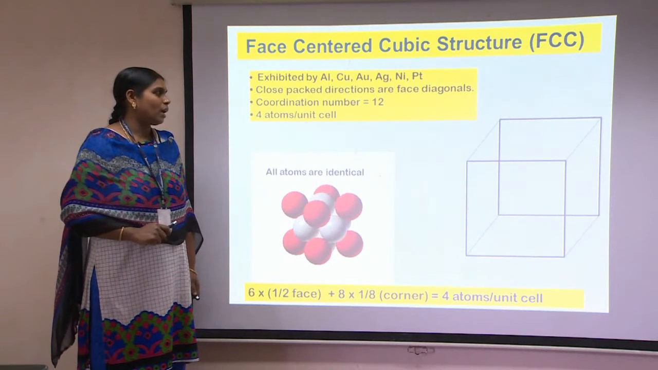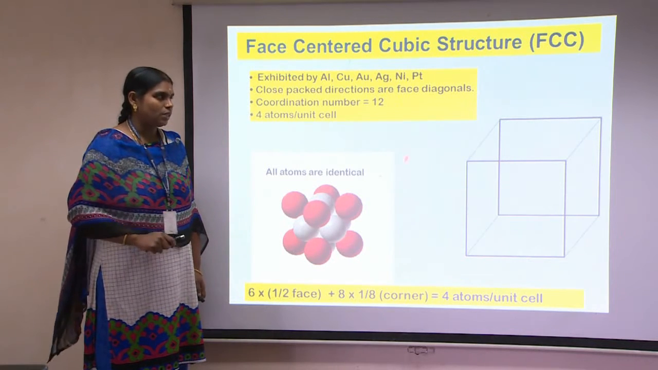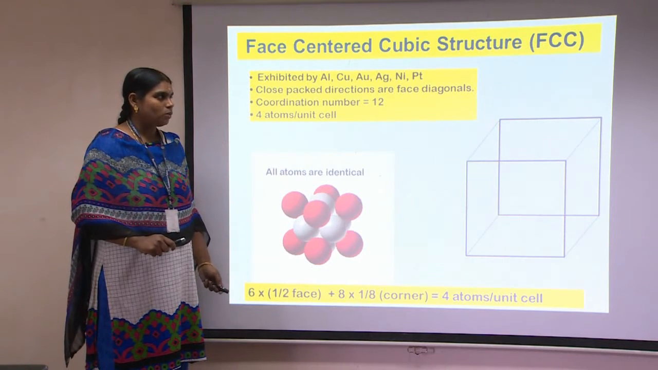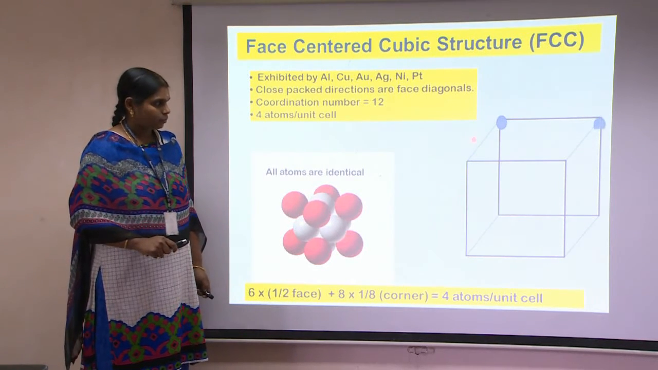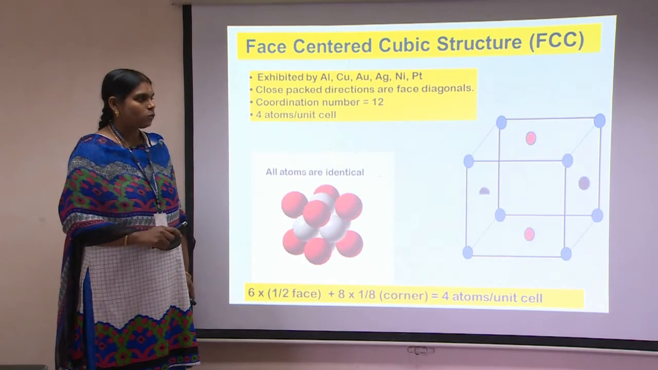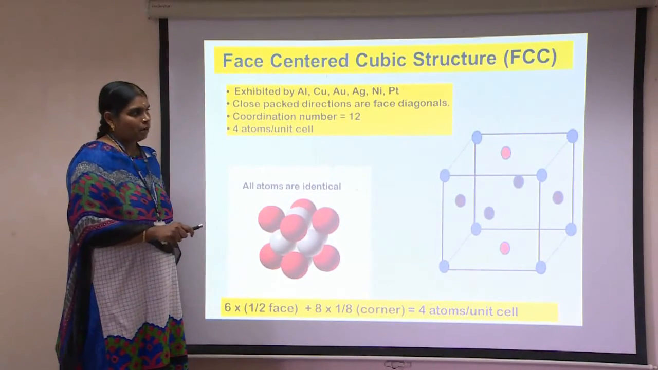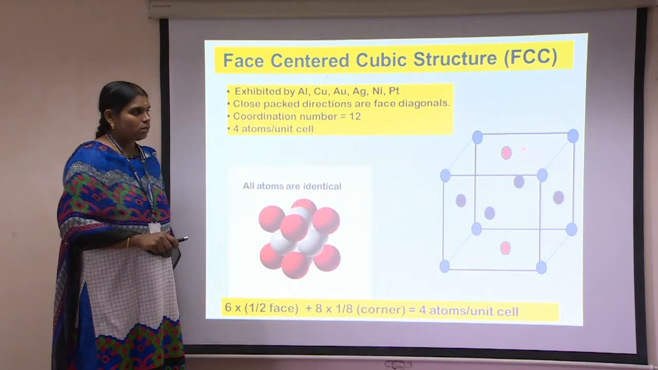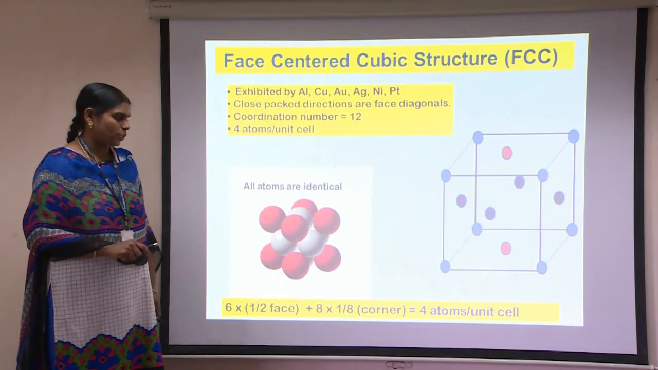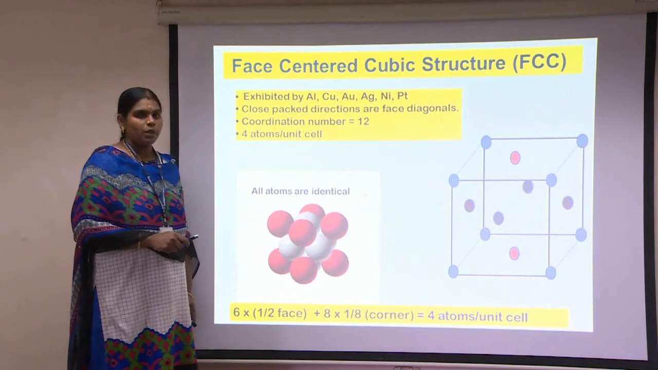So once again we are going to characterize this face centered cubic structure. First let us study what FCC is. From the name itself you can see that it has a corner atom, and in addition to it, it has 6 face centered atoms. There are 6 faces for a cube. So in addition to 8 corner atoms, there are 6 face centered atoms present in this face centered cubic structure. First let us calculate the first characteristic, the number of atoms per unit cell.